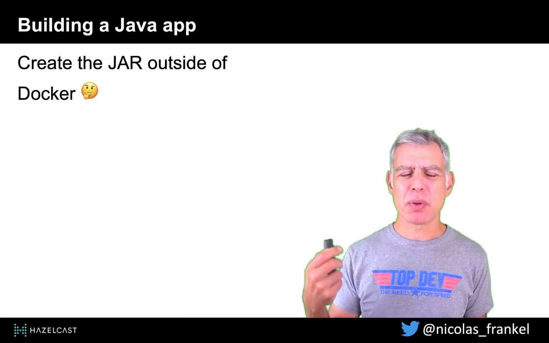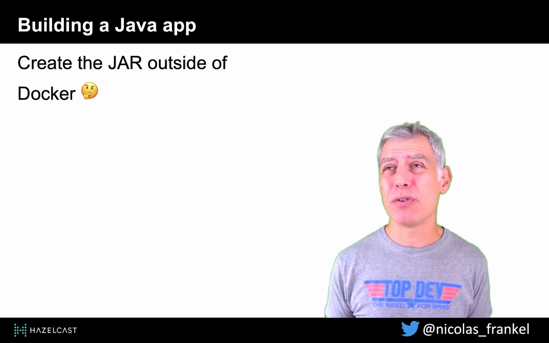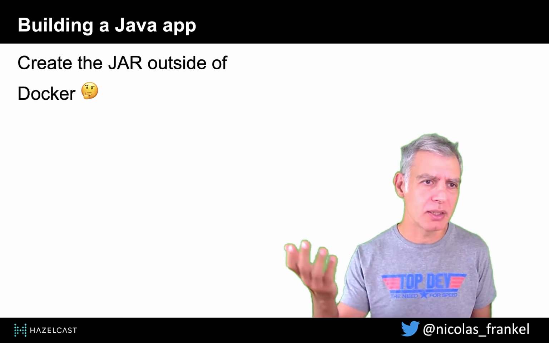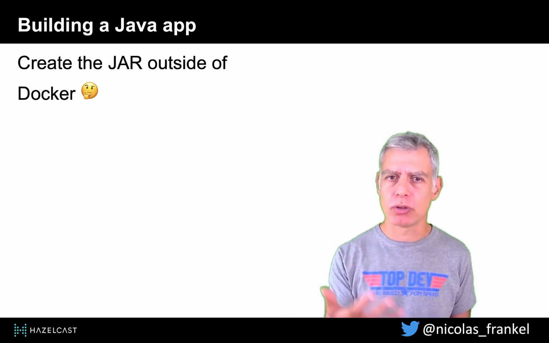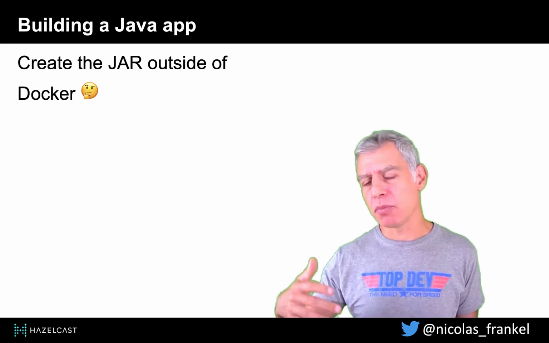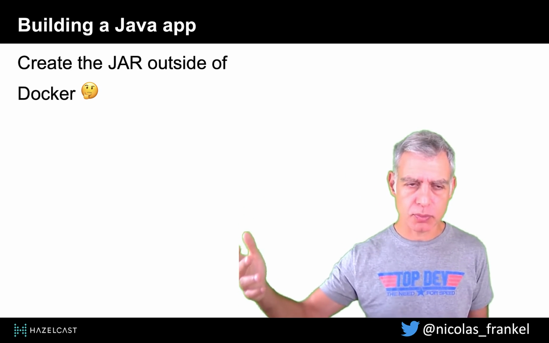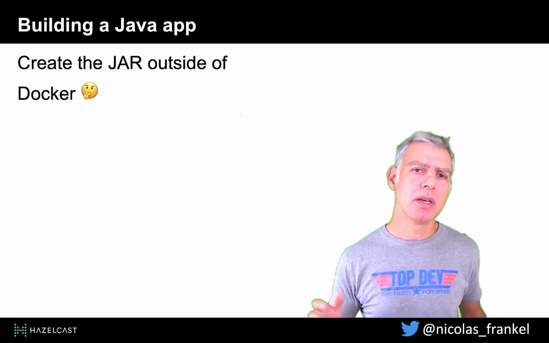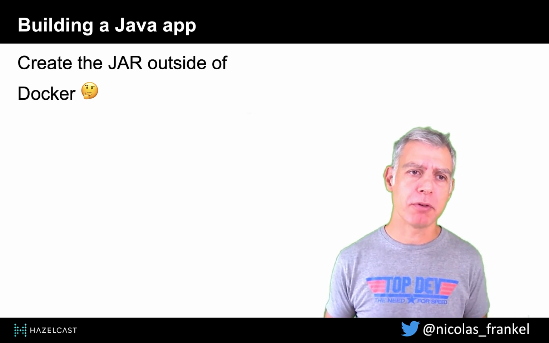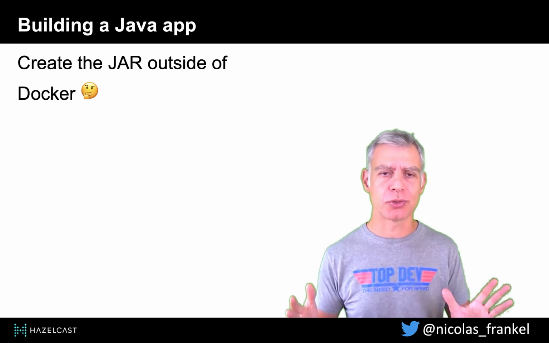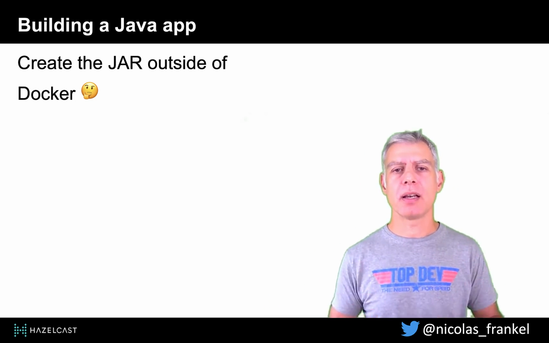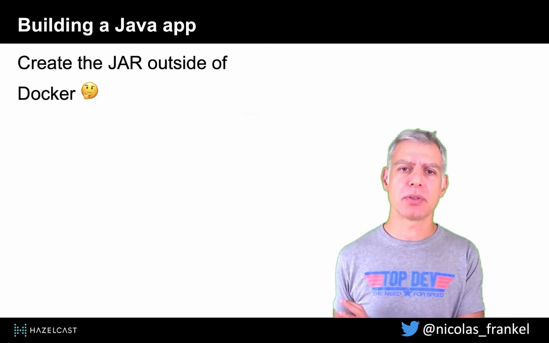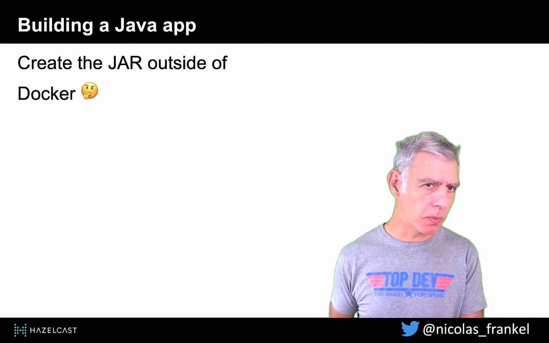If we want to do that, the first thing we can do is create the jar as expected. I'm using Maven. You can use Gradle as well, but I will be using Maven. So we will do Maven package, which will get us a jar. We have a Dockerfile. We take this jar, we put it into the Dockerfile, and we're ready to go.